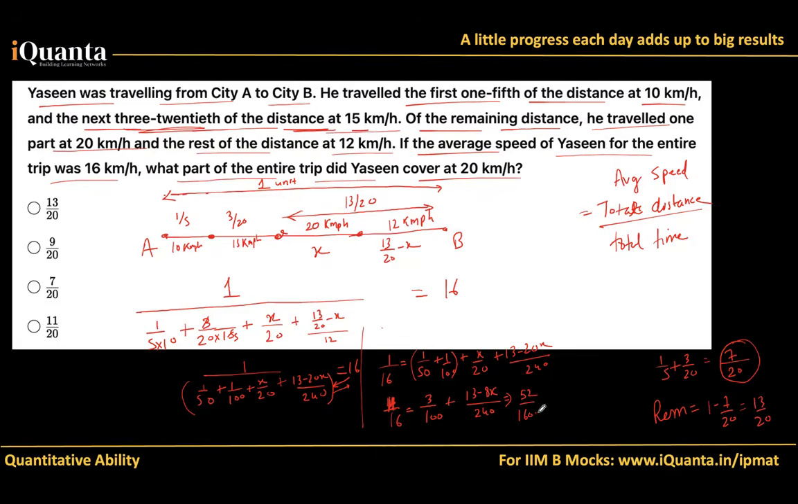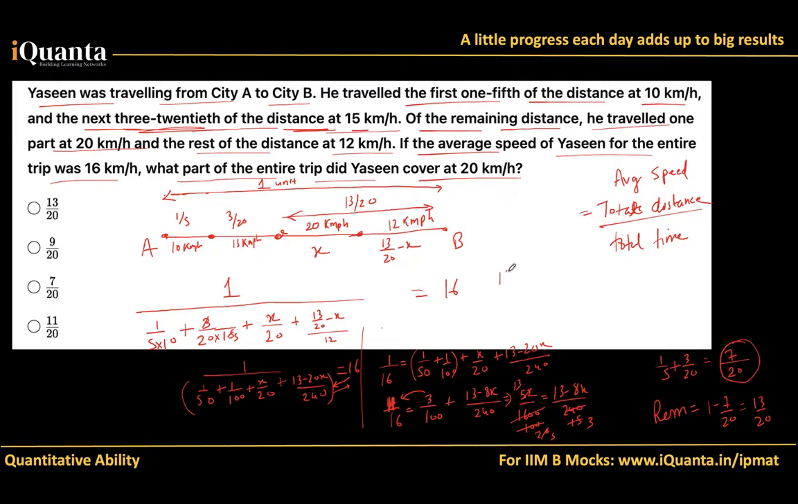How did I get this? I took 3 by 100 to the left hand side. 1 by 16 minus 3 by 100 will be this, and that will be equal to 13 minus 8x by 240. Okay, we can cancel now. We cancel this by 16, we get 100, and then further cancel the common factors, right?